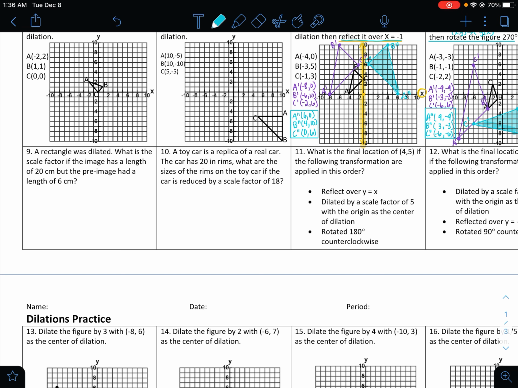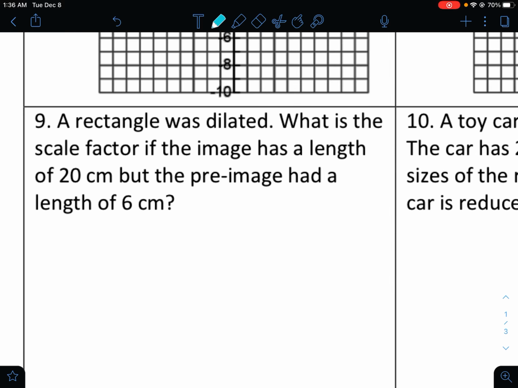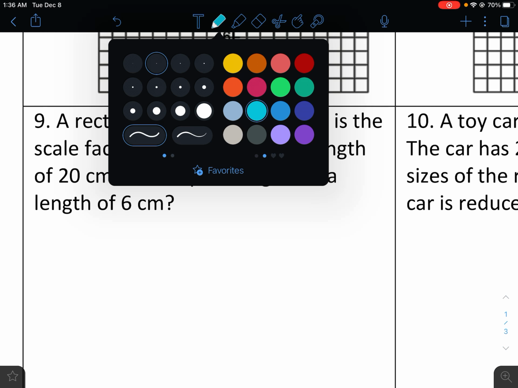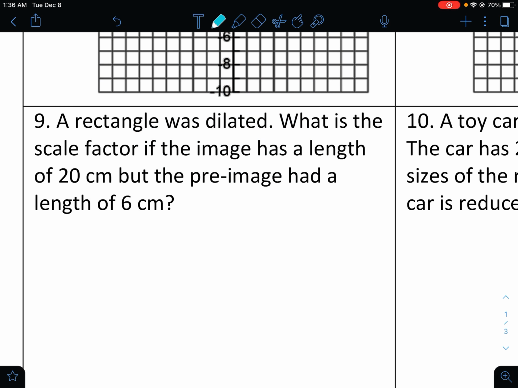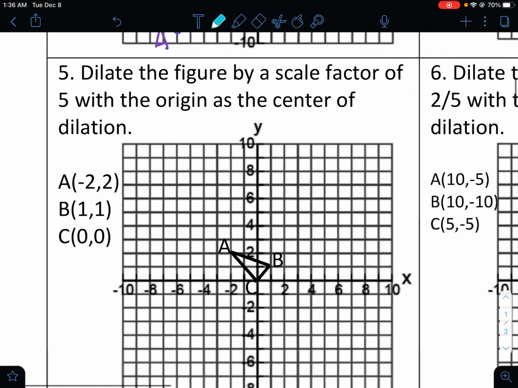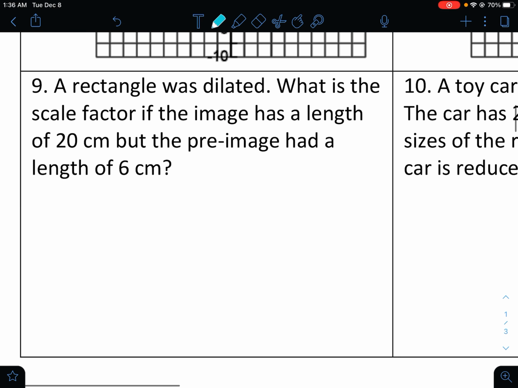A rectangle is dilated. What is the scale factor if the image has a length of 20, but the pre-image has a length of 6 centimeters? I know we don't like words, but let's just talk about how to do this. When you're trying to figure out the scale factor, for all these problems that had dilations before, you were given the scale factor.